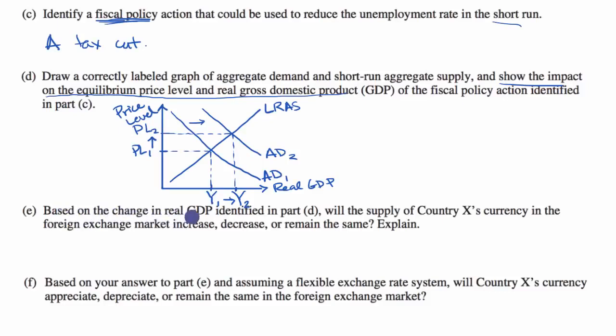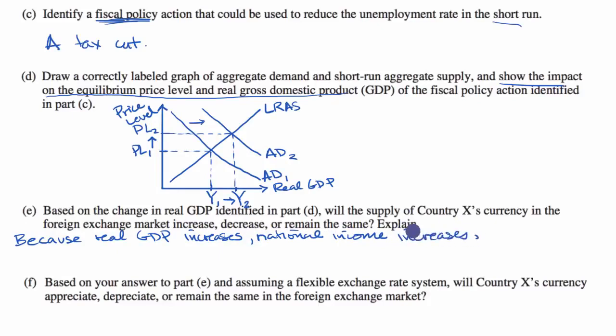Based on the change in real GDP identified in Part D, will the supply of country X's currency in the foreign exchange market increase, decrease, or remain the same? Explain. So we saw that real GDP increases. Because real GDP increases, national income increases. They're really the same thing.